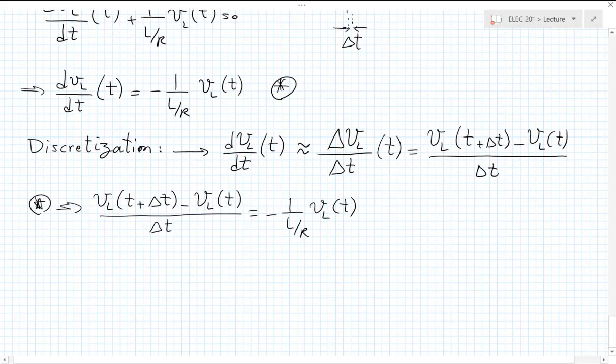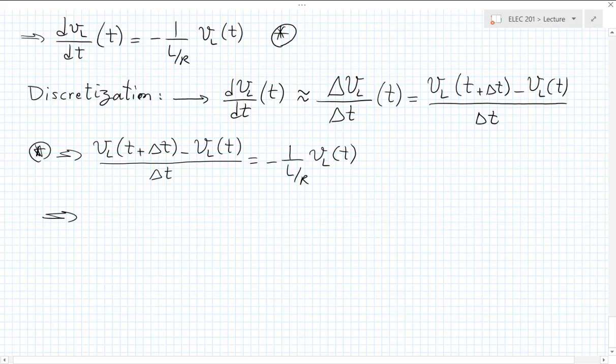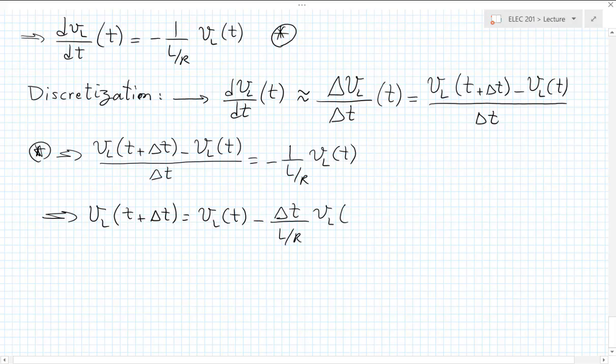So from here, you can rearrange things and say VL of t plus delta t is simply VL of t minus delta t over L by R VL of t. Is that correct? Yeah? Please verify. And so you can start moving in time.